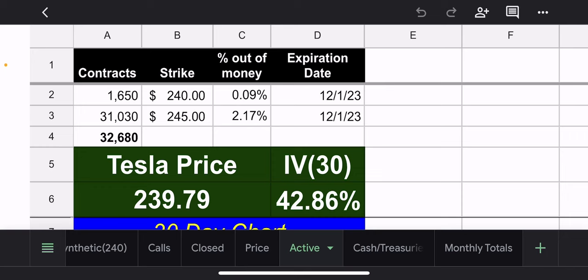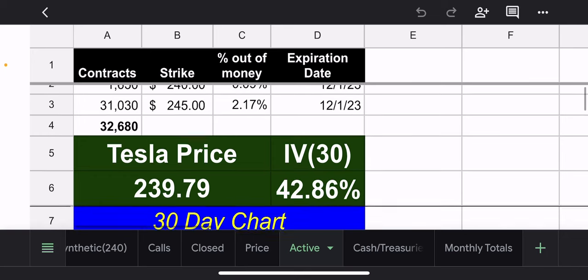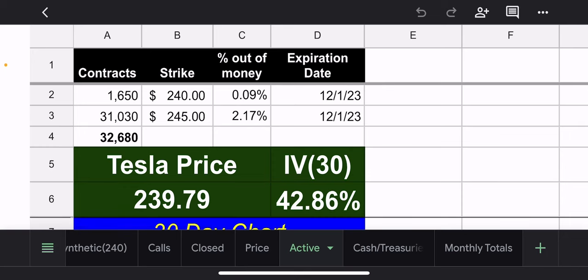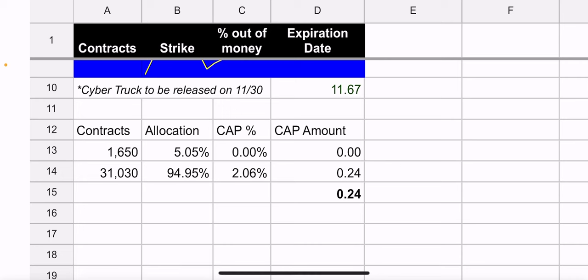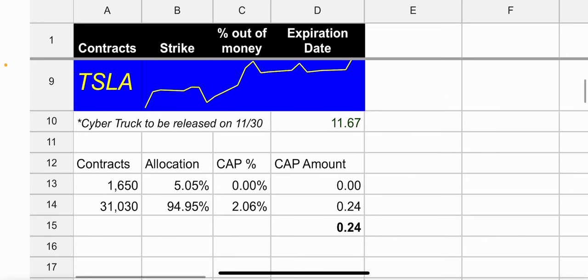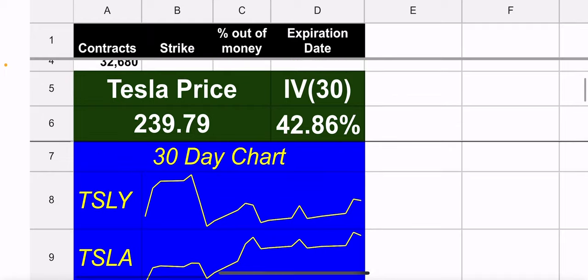So we're sitting pretty good right now. We have a potential 2% gain, possibly. But if we look at the bottom, this is just what I calculate. It looks like we can make 24 cents today if Tesla goes up. So let's hope that is the case.